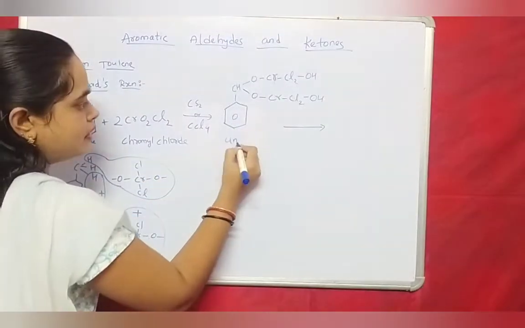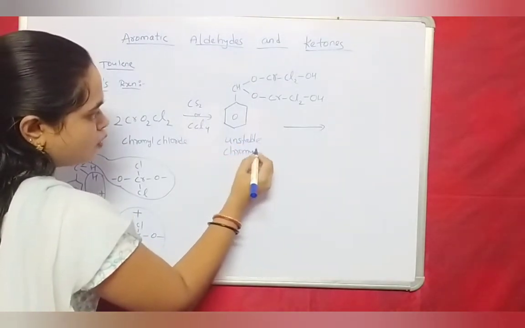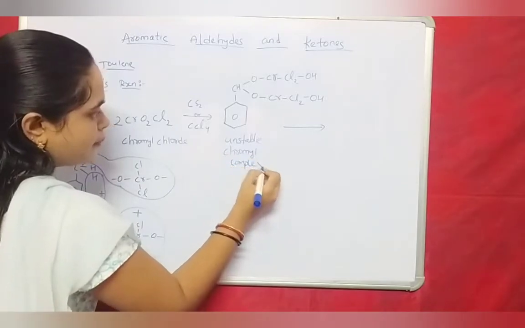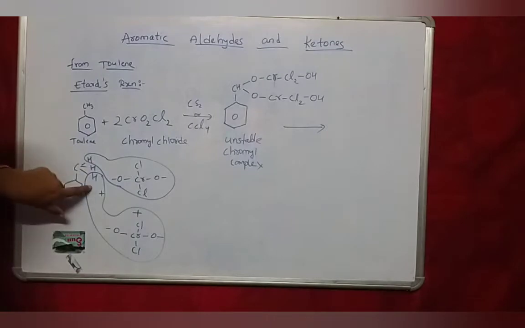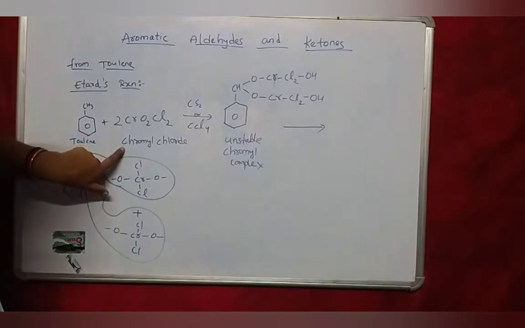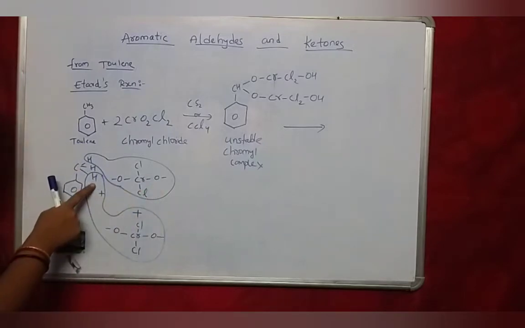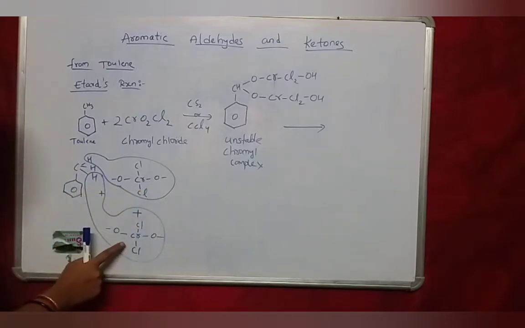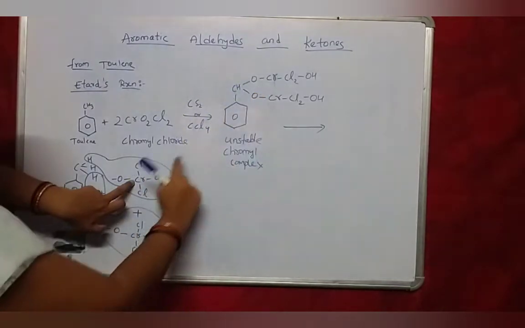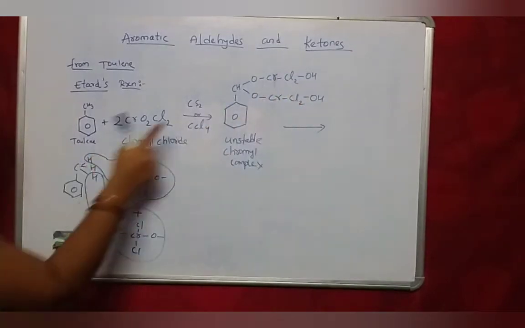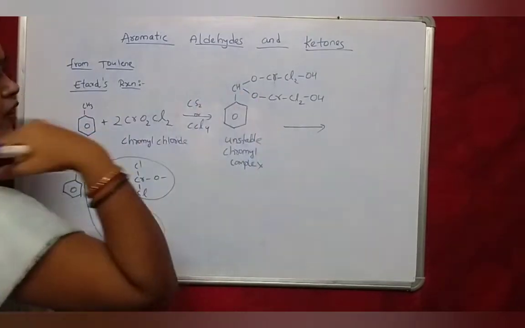This is unstable chromyl complex. It is brown in color. What happens when toluene, CH3, is treated with two molecules of chromyl chloride? One hydrogen atom with one chromyl chloride molecule, another hydrogen atom along with another chromyl chloride molecule, forms the unstable product: CH(O Cr Cl2 OH), another O Cr Cl2 OH formed here.